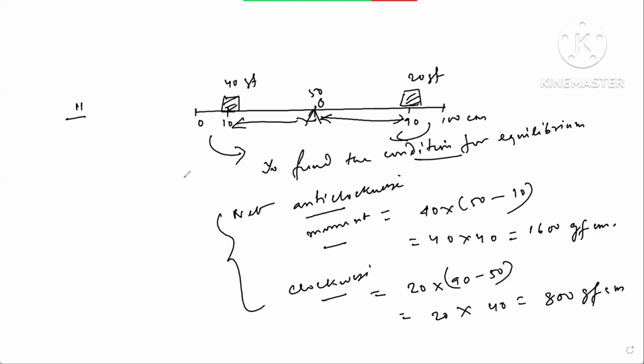Now question 11, subpart 2. If not, how will the rule turn? If the condition of equilibrium is not satisfied, how would the rule turn? So here the value of the anti-clockwise moment is 1600. Here the value of clockwise is 800. So the anti-clockwise moment is greater than the clockwise moment. So the rule will turn anti-clockwise.